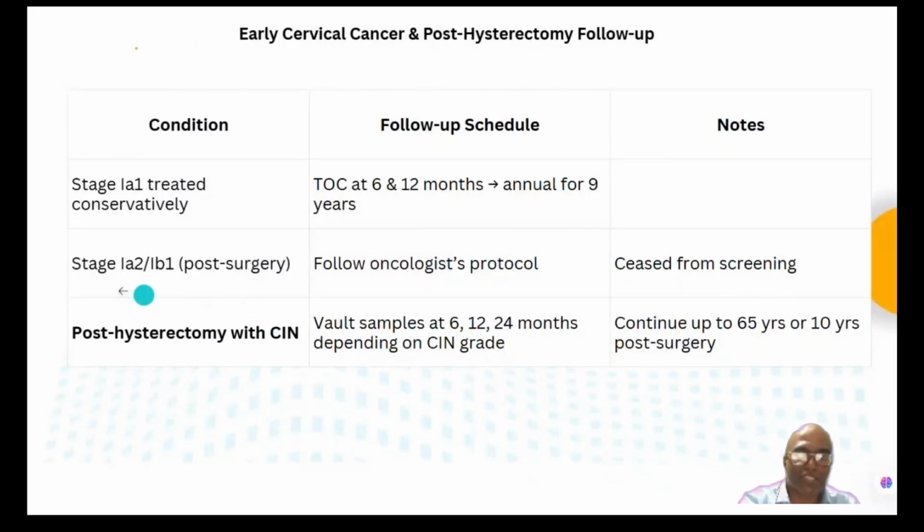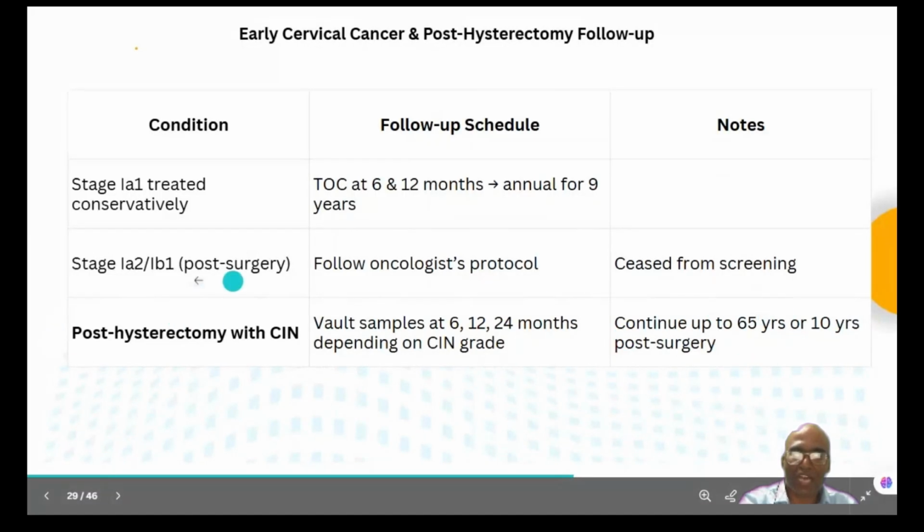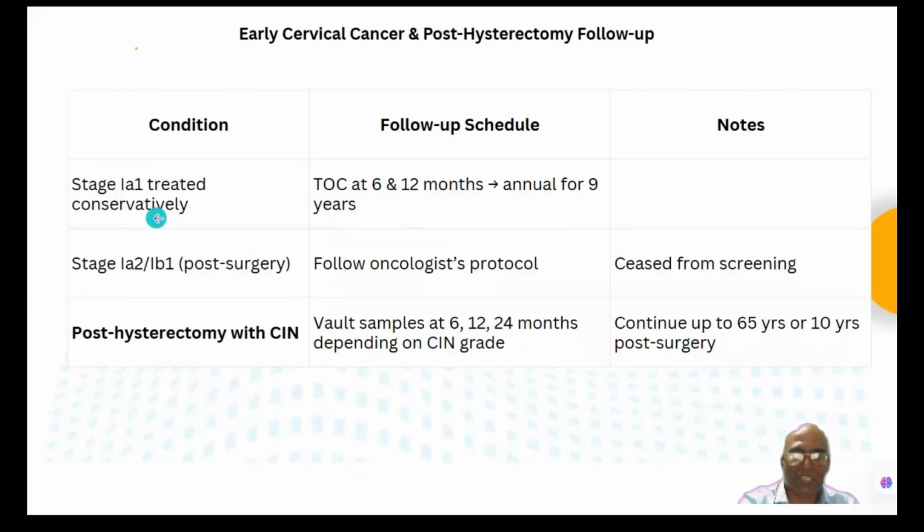Okay, post hysterectomy with CIN. Now this we will go into the details in the subsequent slide. They require vault samples at 6 months, 12 months, 24 months, depending upon the CIN grade, and it is to be continued to 65 years or 10 years post surgery. And most of the time the question is asked from this particular part. Sometimes here also they can ask you stage 1A1 treated, so it requires test of cure at 6 months, 12 months, and annual follow-up for 9 years. This and this they can ask you.